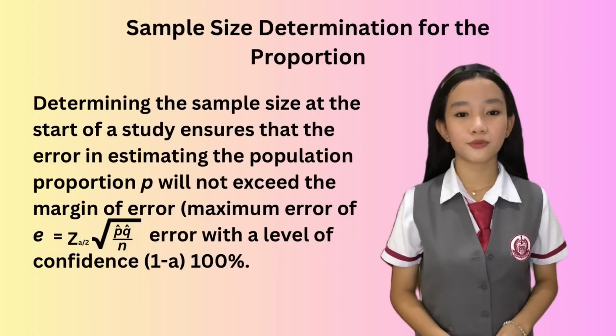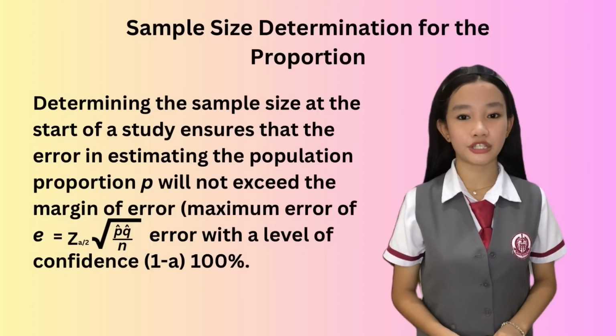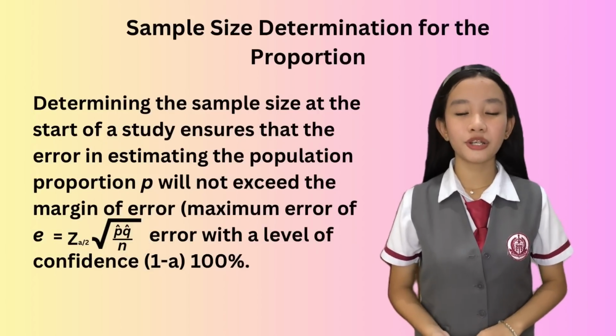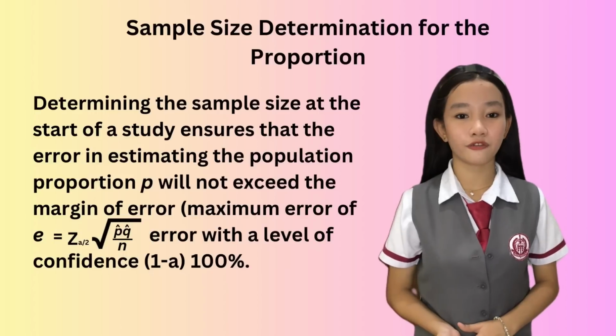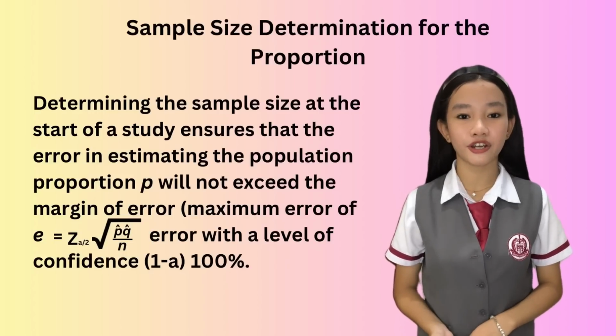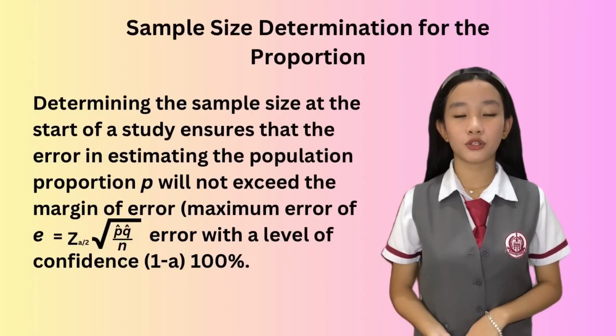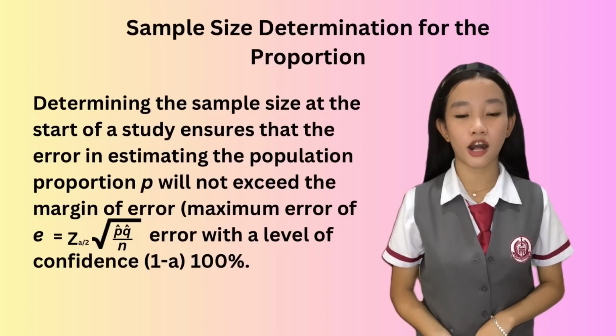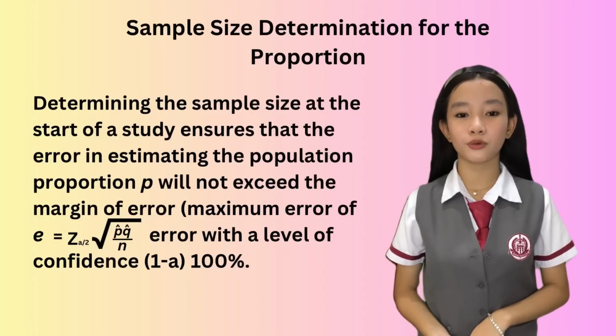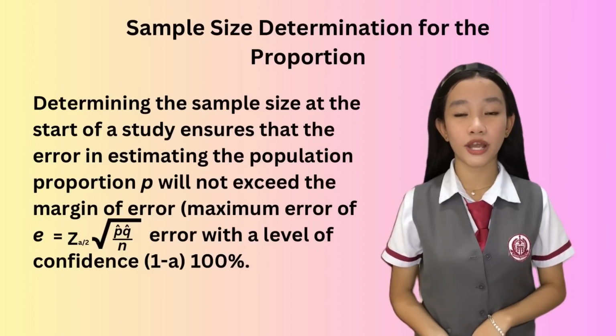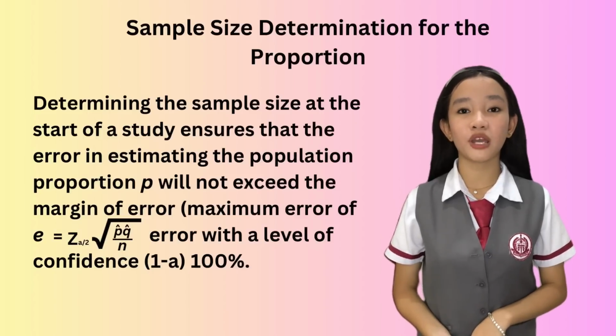So now, let's proceed to sample size determination for the proportion. Determining the sample size at the start of a study ensures that the error in estimating the population proportion p will not exceed the margin of error. The maximum error e is equal to z subscript alpha over 2 times the square root of pq over n, with a level of confidence 1 minus alpha multiplied by 100%.